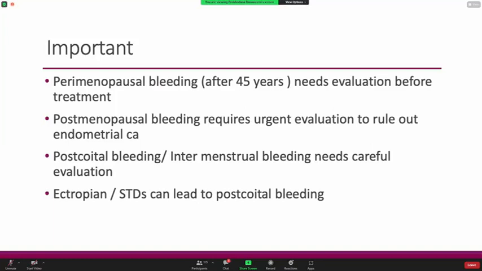Again, you have to check very carefully, because these are usually symptoms of, sometimes, cervical cancer, right? However, postcoital bleeding can be due to ectropion, or what we call sexually transmitted diseases also. So don't need to worry too much about it, but it needs evaluation. You can't just say that's normal and send her home. So intermenstrual bleeding, be careful. Postcoital bleeding, careful. Postmenopausal bleeding, careful.